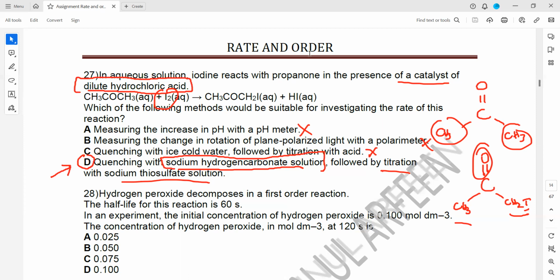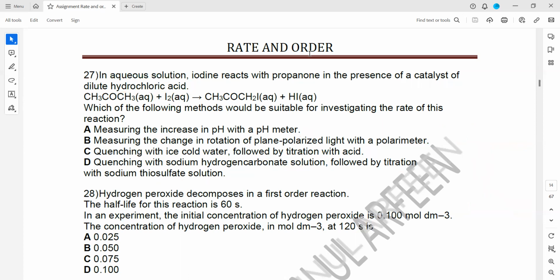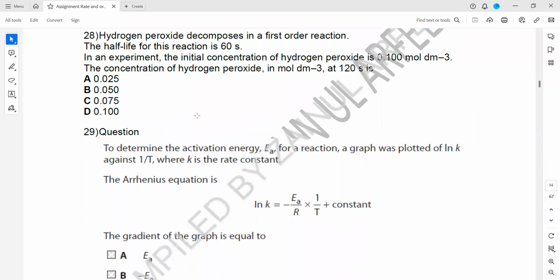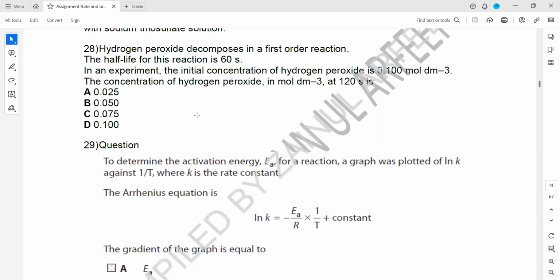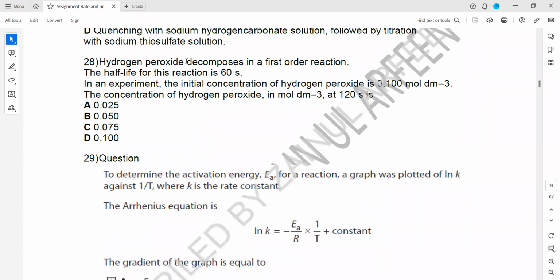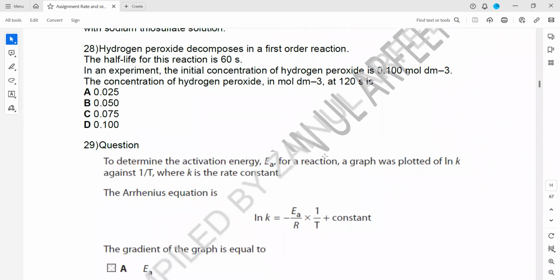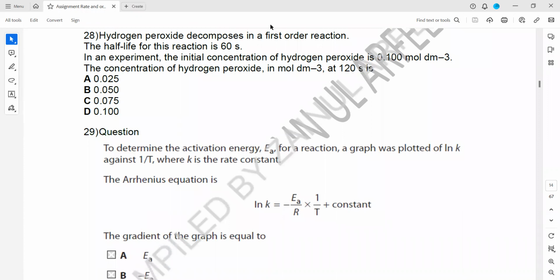So if iodine is involved, then first quench and then titrate with thiosulfate. If alkali or acid is there in the reagent, or any substance which is reacting with acid or alkali, then we can quench. And quenching can be done in two ways, either by adding a certain reagent or by changing the temperature or a condition for the reaction.